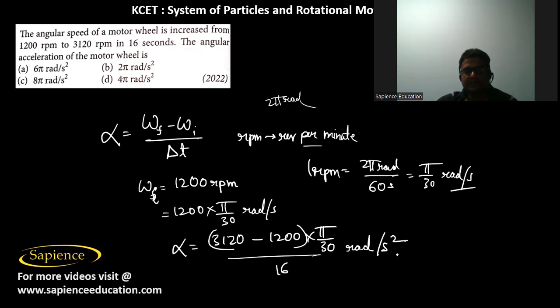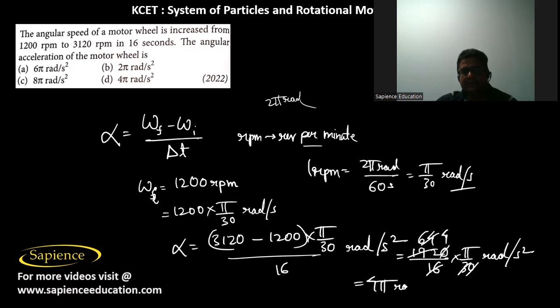So therefore it will be equal to 3120 minus 1200, which is 1920, by 16 into pi by 30 radian per second square. So this 0 will cancel. Then 3 is 18, 3 fours are 12, 16 fours are 64. So 4 pi radian per second square is the required angular acceleration of the wheel. So option D is the correct answer.